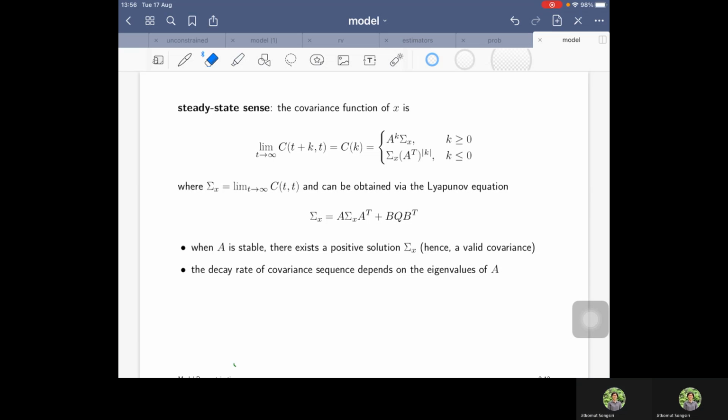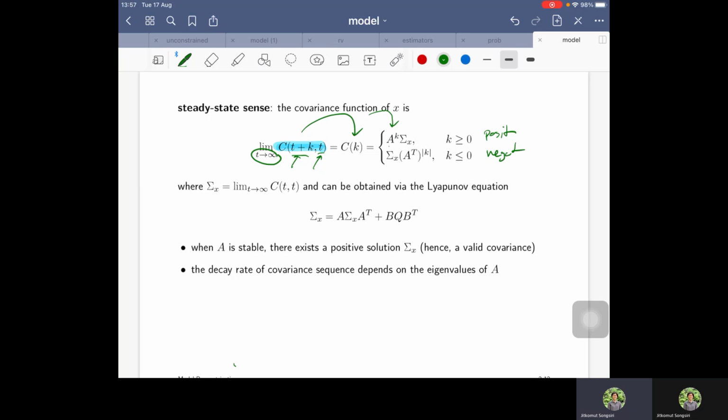So come back to the result to say that X is wide sense stationary in the steady state sense. It basically means that if you examine the covariance function of X by using the two time indices t plus k and t, if you allow t to be large enough, in the asymptotic sense, this covariance function will depend on k only. And it is a function of A to the k. This is for positive time index, and this is for negative time index.